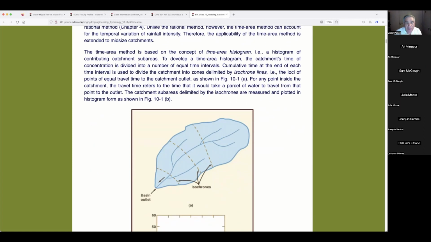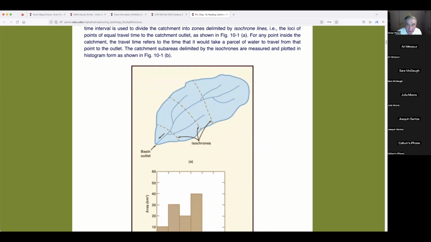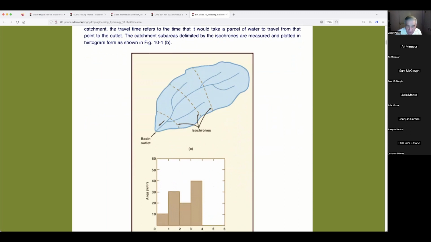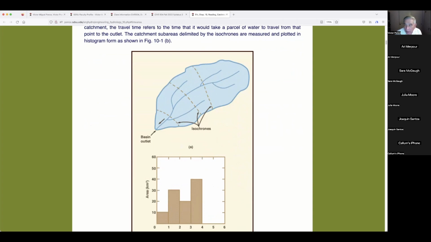Okay, so the time area method is based on the concept of time area histogram, thereby its name, a histogram of contributing catchment subareas. To develop a time area histogram, the catchment's time of concentration is divided into a number of equal time intervals. So in here, for instance, we have a catchment. We're going to say from here to here, over here, the headwaters, it's 4 hours. 4 hours what is the time of concentration? The time of concentration is the time it would take a very small parcel of water to move from the furthermost extreme of the watershed, that means over here, to here.